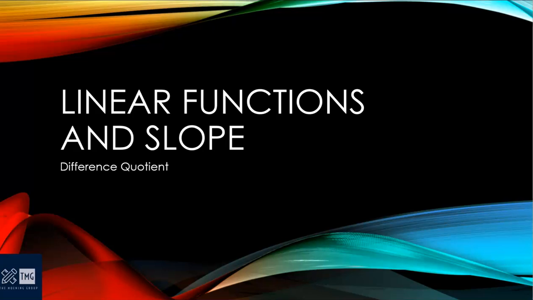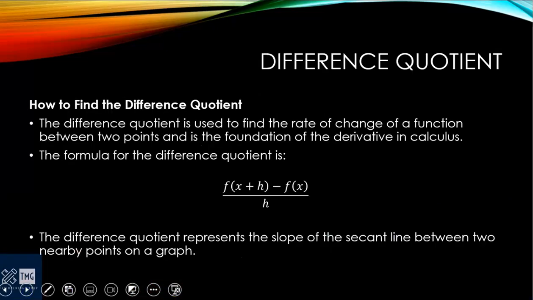Let's talk difference quotient. The difference quotient is used to find the rate of change between 2 points, and really the more important thing, it's the foundation of the derivative in calculus. The formula for the difference quotient is f of x plus h minus f of x all over h. This represents the slope. Remember, this x plus h, we're going to plug that in for x of whatever function we have.